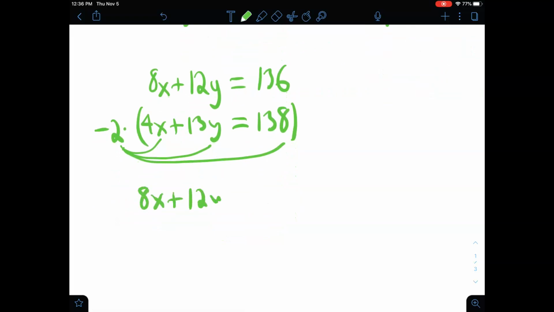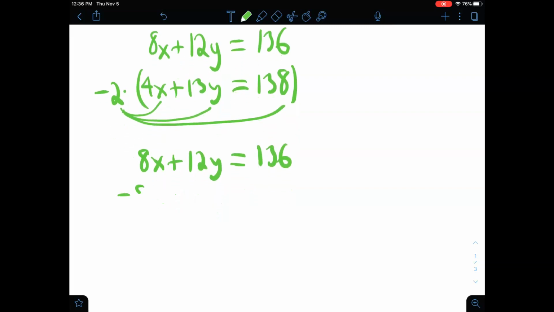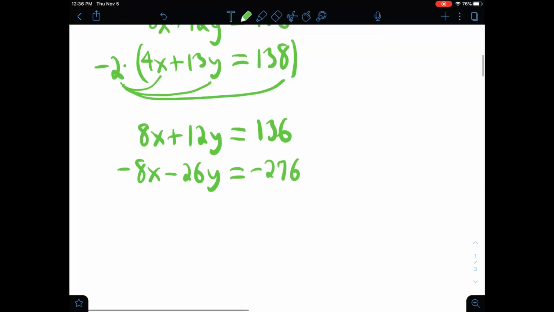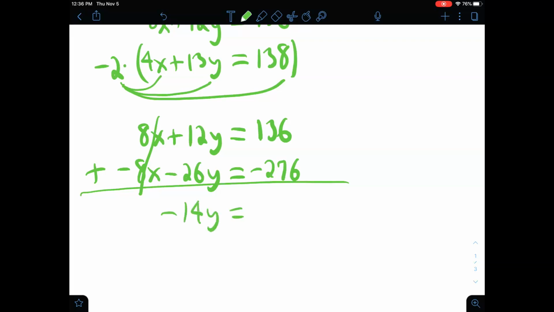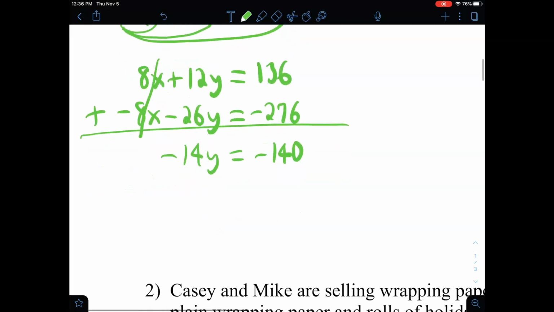So we have 8x, to write the top equation the way it is, plus 12y equals 136. And on the bottom, we're going to have negative 8x. Negative 2 times 13y is negative 26y. And then we have negative 2 times 138 is negative 276. And this is the whole point of elimination. Now we have opposites. The 8x's are going to cancel. They go to 0. 12y minus 26y is negative 14y. 136 minus 276 is negative 140. Solving for y, we're going to divide by negative 14.